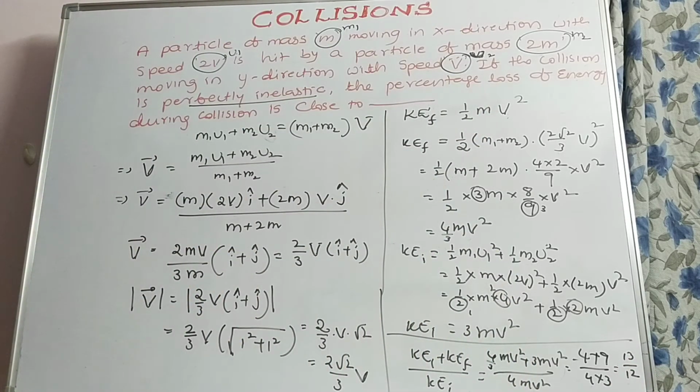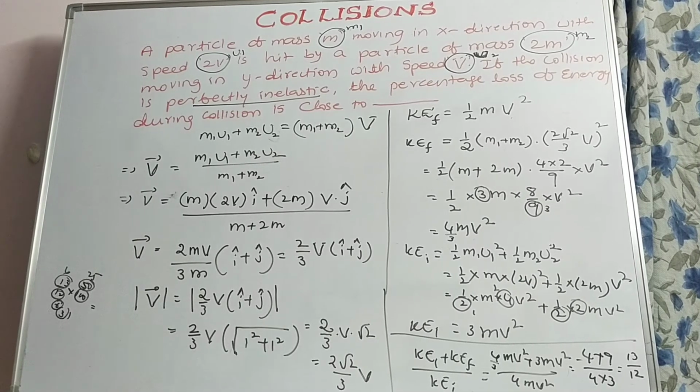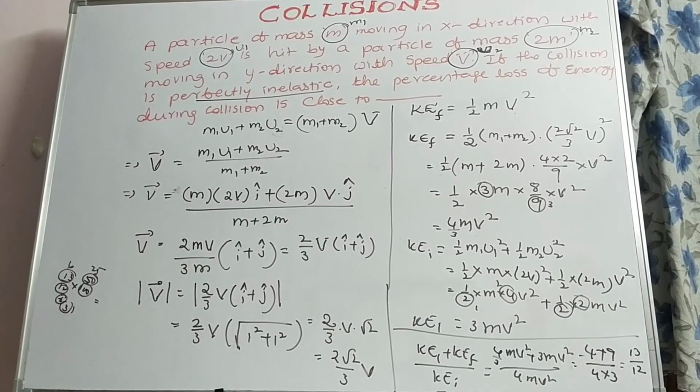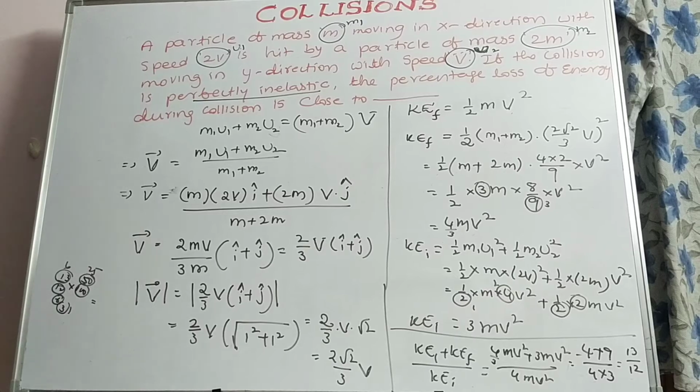13 by 12. Okay. So if you want percentage, what about 13 by 12 into 100? Approximately 3 ones, 3 fours. So something is wrong here. That is 13 by 12 we have, that is 1 point something. Yes, that is a small mistake done here.